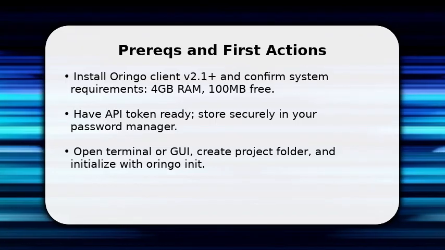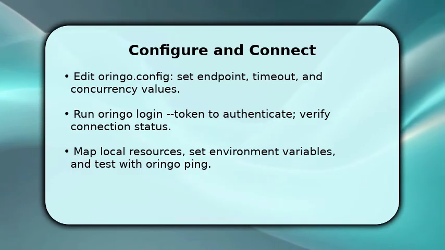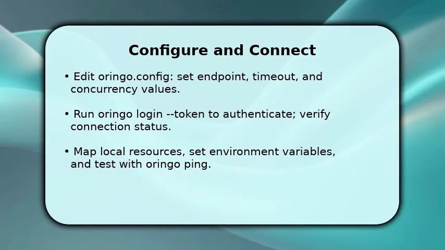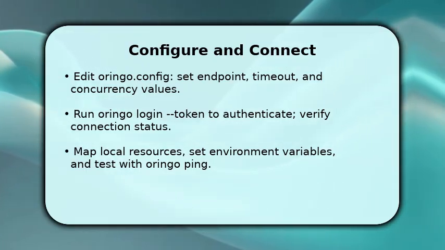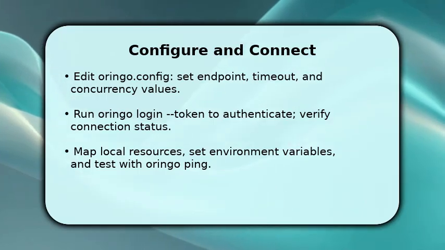Next, you focus on configuration and establishing a stable connection. Open Oringo.config and set the endpoint, adjust timeout and concurrency to match your network. This prevents timeouts. Then run Oringo login token and paste your API token to authenticate. Check the connection status so you know you're live.